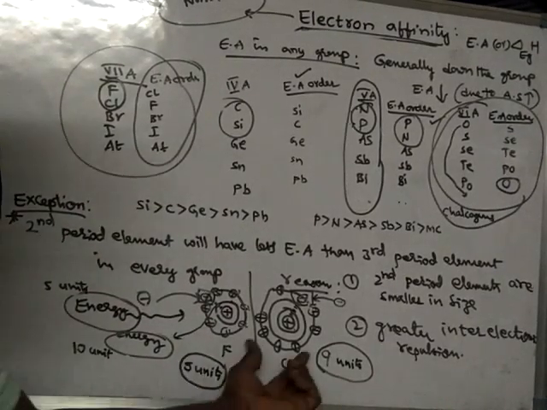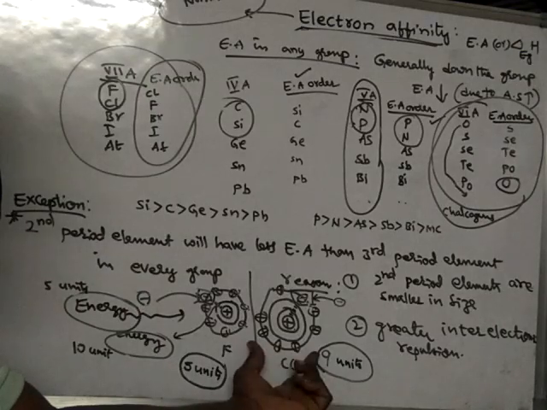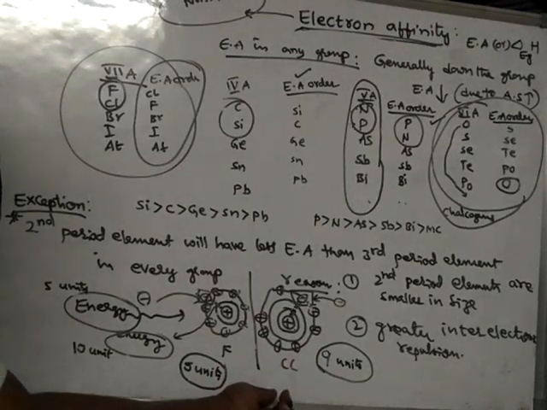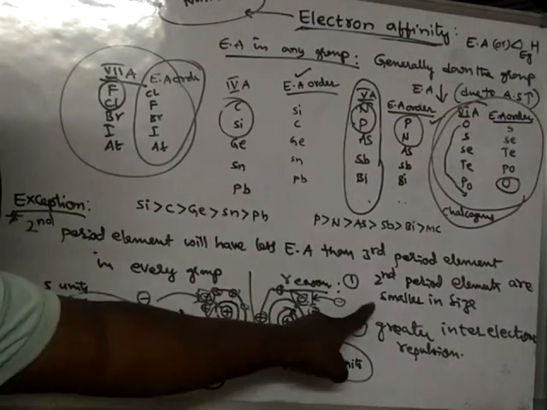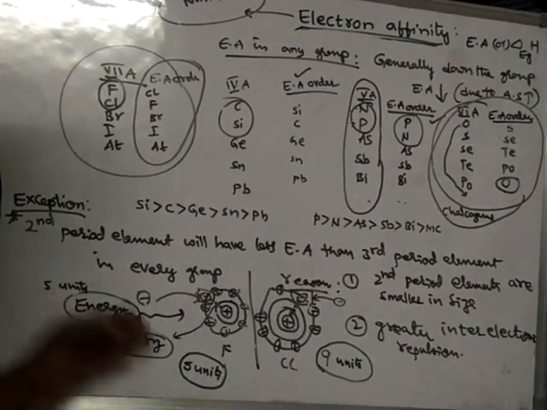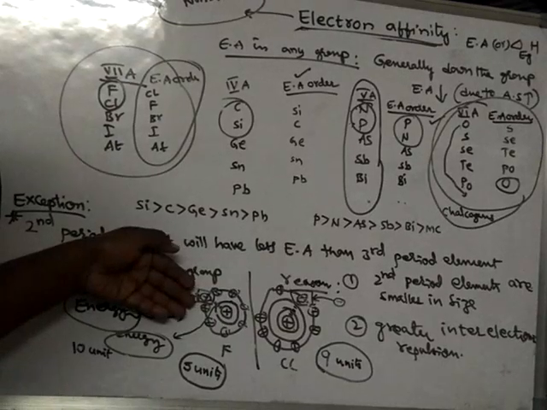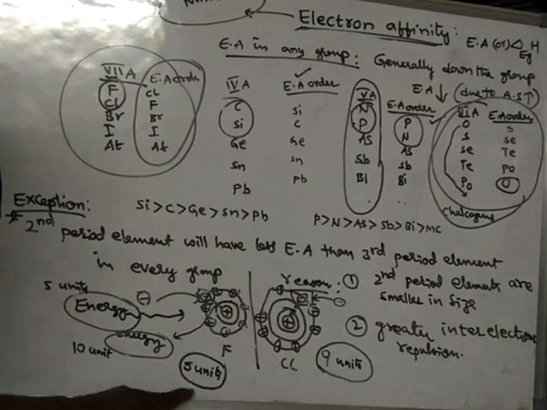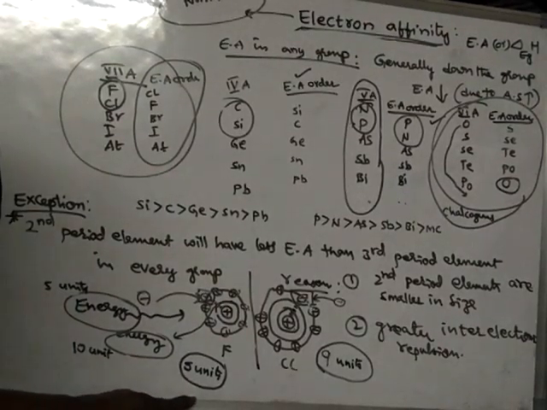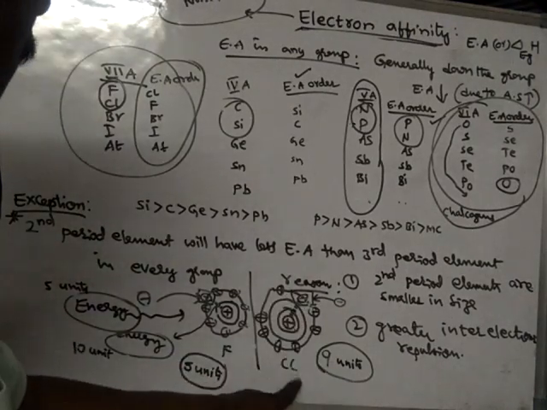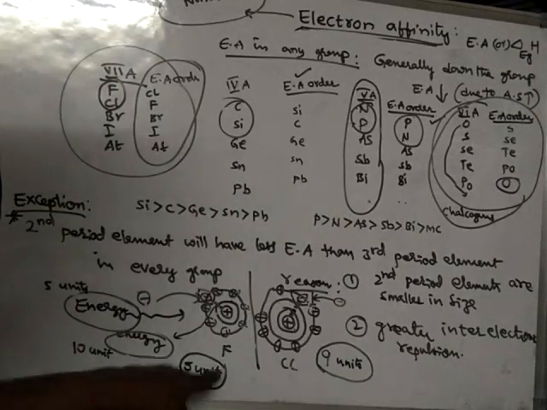Why? Because of its larger size. Chlorine has a larger size and there is no repulsion between the electrons in the chlorine atom. But in the case of fluorine, because of its smaller size and also greater inter-electron repulsion, we need to supply energy to this atom. Due to this, there is an energy change of only 5 units. So as a whole, this atom is losing only 5 units, whereas this atom is losing 9 units. That is why the electron affinity of chlorine is greater than that of fluorine.